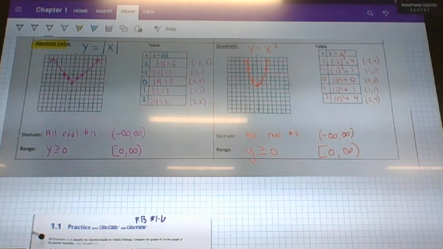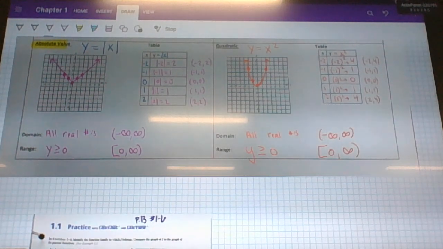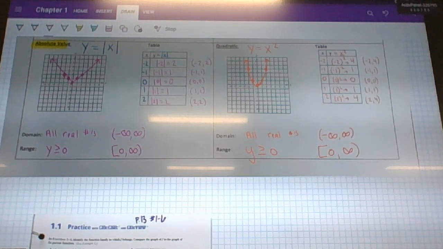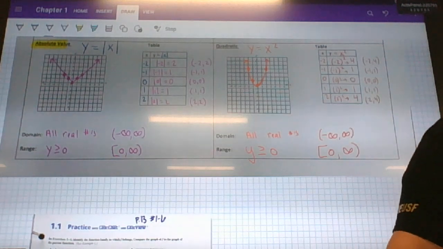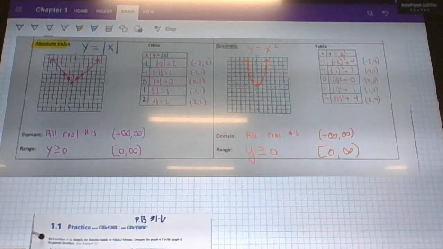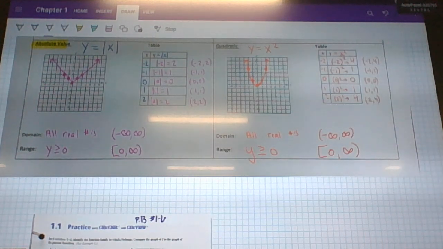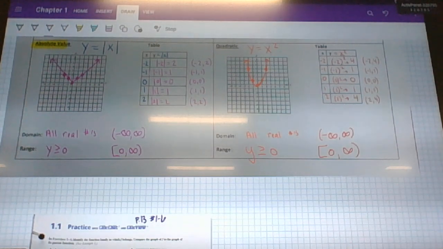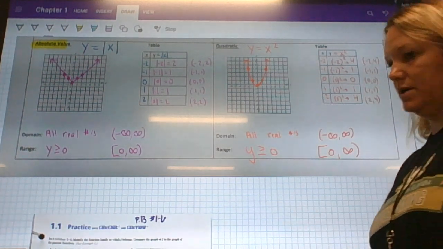So right now, before we compare anything, just name the graph. Try to do all 6, 1 through 6. Just name it. Is it constant, linear, absolute value, or quadratic? And please feel free to talk about it. You don't have to do it in silence.